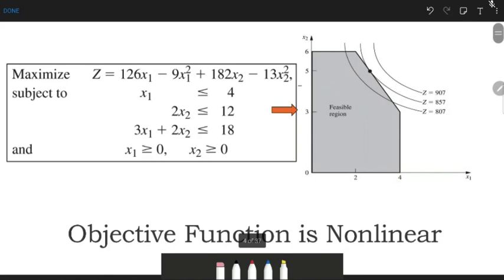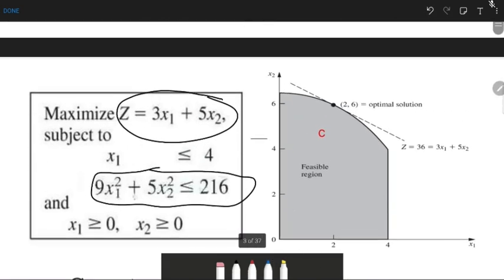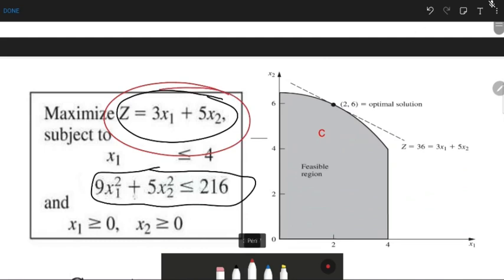Here your objective function is non-linear, but constraints are very much linear. See how you didn't get a straight line because your objective function is non-linear. That is why you got this one. In the previous case, my objective function is linear, so you will get linear lines. If you remember, during the graphical method, we used to assign z values, z equal to 0, z equal to 1, z equal to 2, and so on.